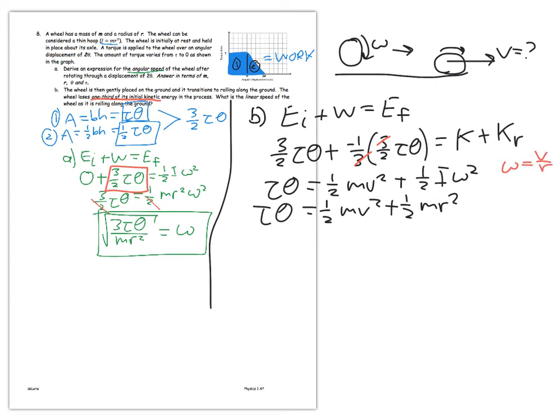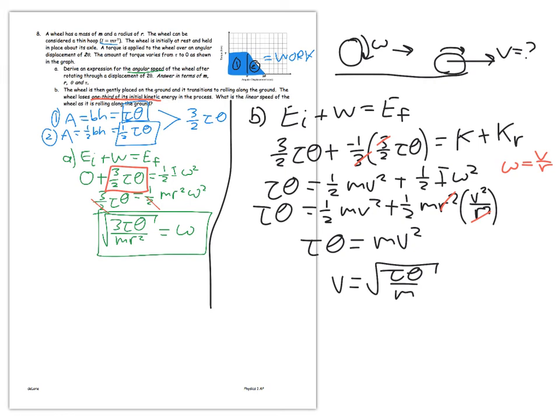We're ultimately looking for our linear speed in this situation, and so we do want to get rid of that angular and replace it with our linear. Since it's squared, that v over r becomes v squared over r squared. The r's, of course, go away, and what I'm left with is tau theta equals 1/2 mv squared plus 1/2 mv squared. That's what this term becomes. And so it really just simplifies to mv squared, and we can then solve for v dividing by mass and taking the square root, and we get tau theta over m. The square root of that quantity is our linear velocity.